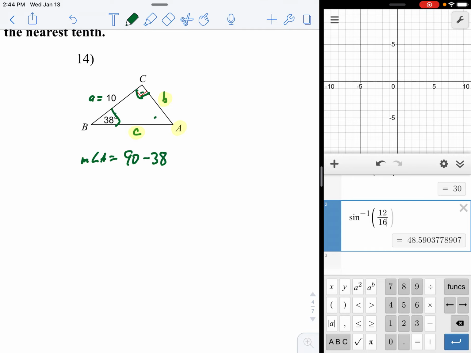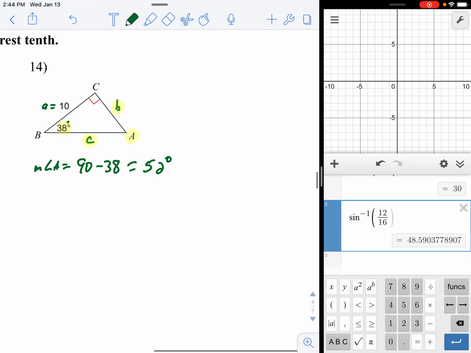Remember, all three angles add up to 180. Since one of them is always 90, that means the other two would have to add up to 90. So just subtract 38 from 90, and you get angle A. So what is, let's see, 90 minus 30 is 60. 90 minus 38 is 52. 52 degrees. So there's one of our answers that quick.